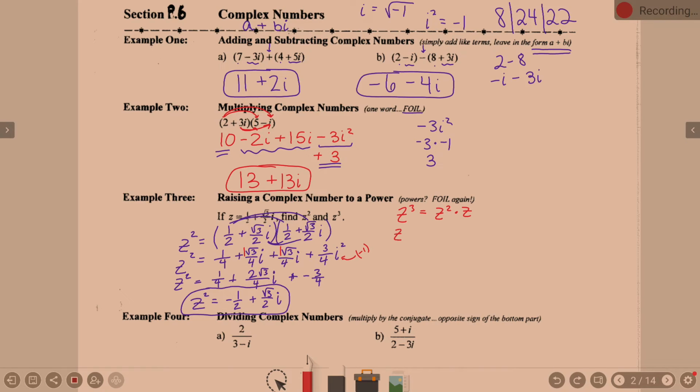So, z squared, I'm claiming, is negative 1/2 plus square root of 3 over 2 i, times z, which we were told was 1/2 plus square root of 3 over 2 i. Ready? Okay. Again, we're doing the distributing, right?